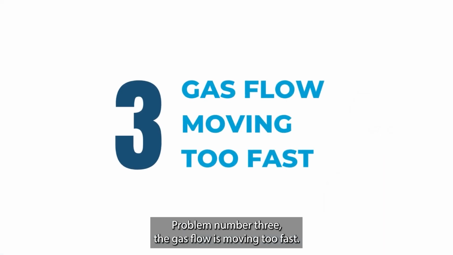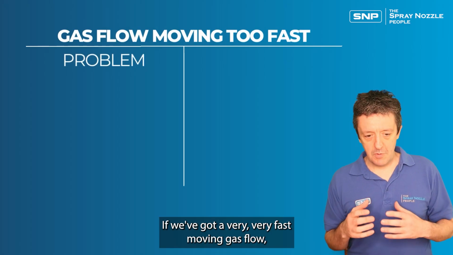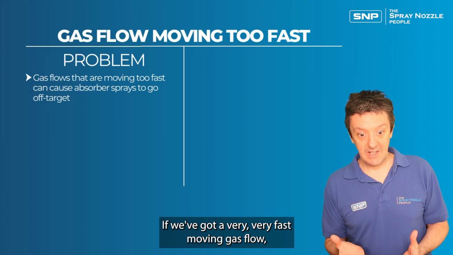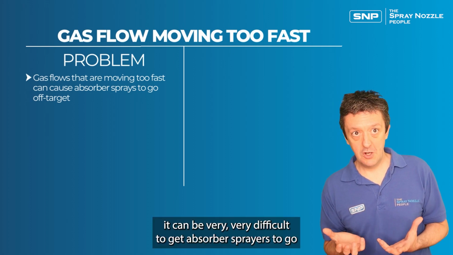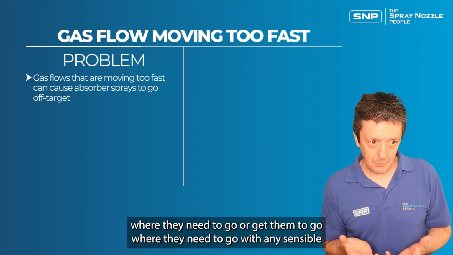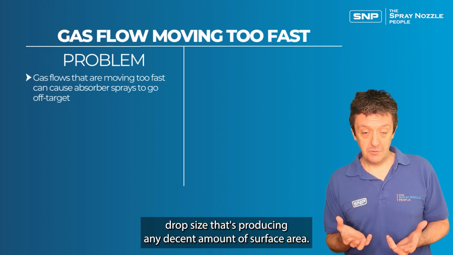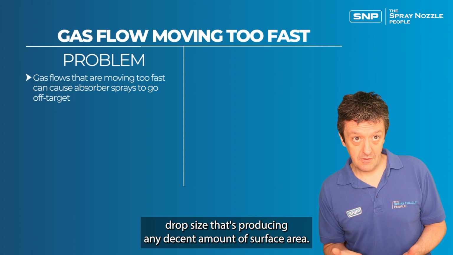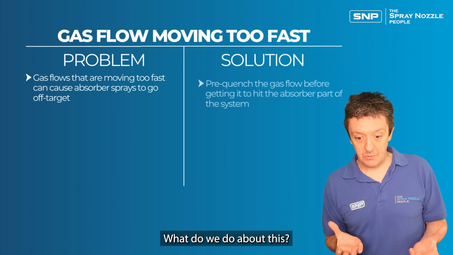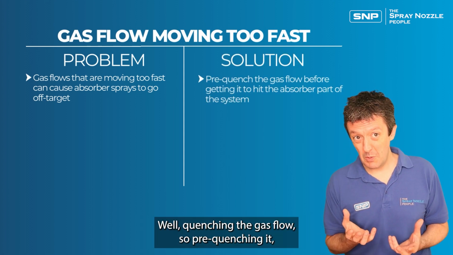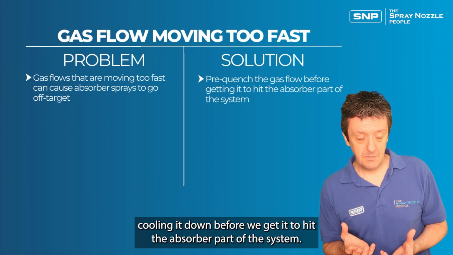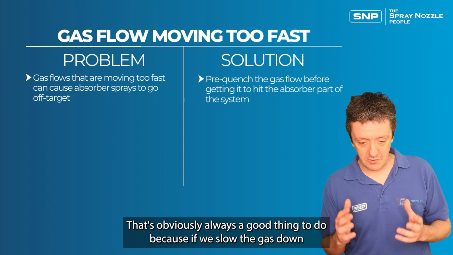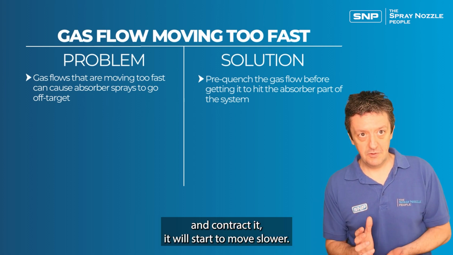Problem number three, the gas flow is moving too fast. If we've got a very, very fast moving gas flow, it can be very, very difficult to get absorber sprays to go where they need to go, or getting where they need to go with any sensible drop size that's producing any decent amount of surface area. So what do we do about this? Well, quenching the gas flow, so pre-quenching it, cooling it down before we get it to hit the absorber part of the system, that's obviously always a good thing to do because if we cool the gas down, it will contract, it'll start to move slower.